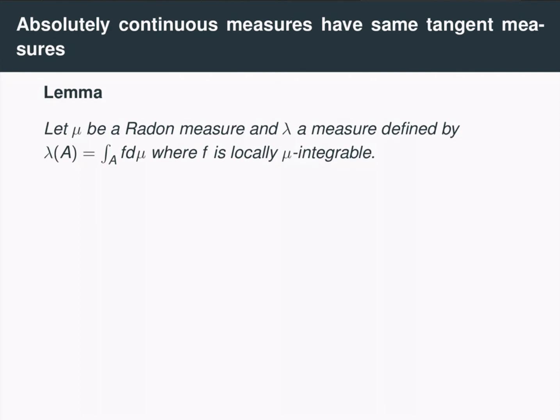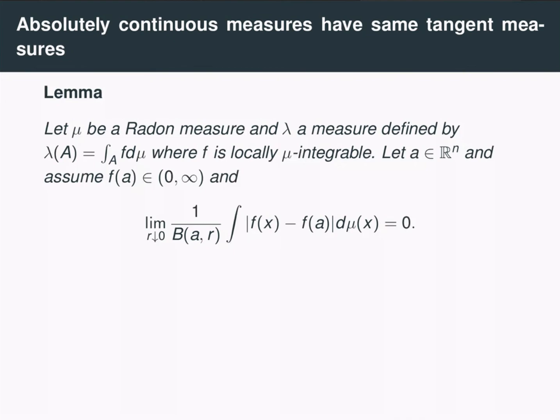We now record the following useful lemma that says that any two measures that are mutually absolutely continuous will have the same tangent measures. So suppose we have a Radon measure mu and another measure lambda that is absolutely continuous with respect to mu. And in particular, its density is equal to some locally integrable function f. Now suppose we have a point A in Euclidean space so that the value of f at A is positive and finite, and it's also a Lebesgue density point for the function f.